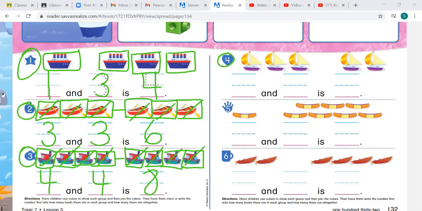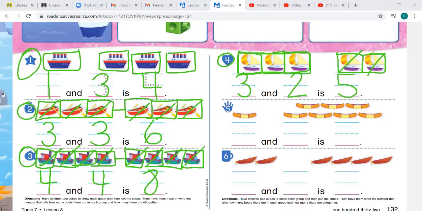Let's look at number 4. 1, 2, 3. So we have 3 cubes that represent each boat. So we have 3 boats here. And then we have 2 more boats, so we're going to put 2 more cubes. So that's 2. So we have 3 boats here, right? So let's start counting from 3. 3, what's after 3? 4, 5. 5 boats all together.